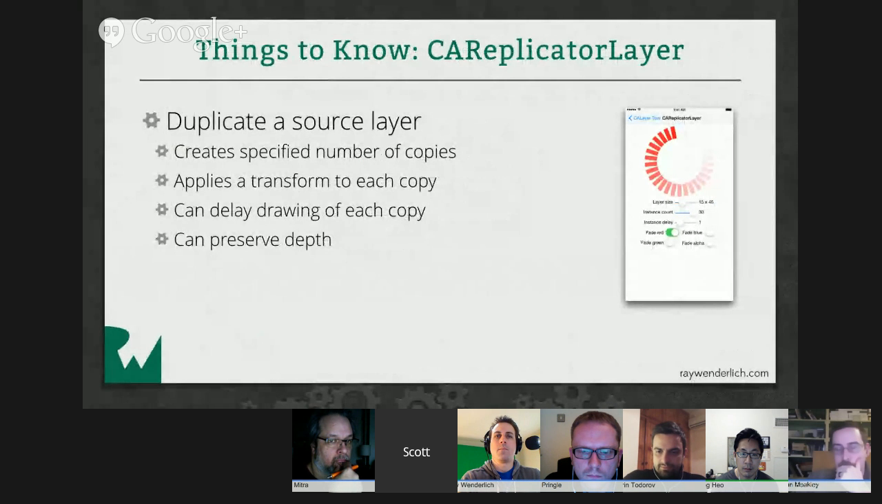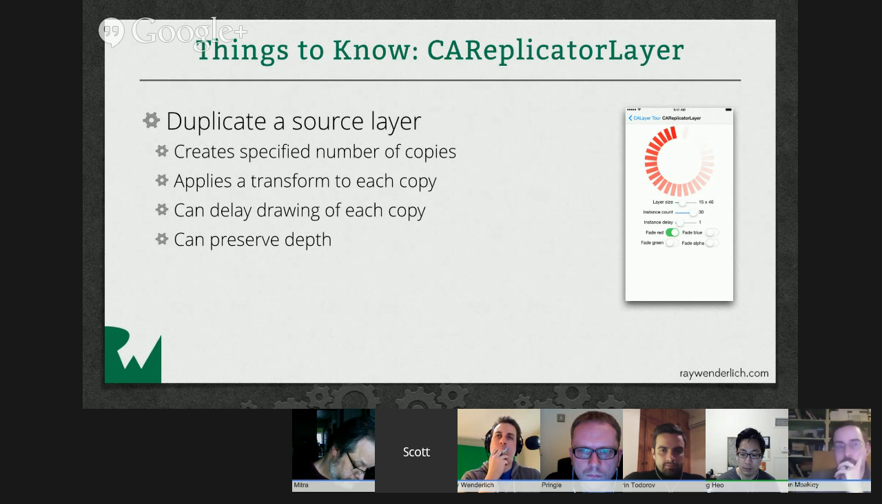CAReplicatorLayer. I've seen so many awesome examples. This is just a really simple one, where we have this red rectangle that gets repeated and transformed with a delay to its drawing. That's essentially what CAReplicatorLayer can do for you. We're duplicating one source layer for a specified number of copies. We can transform the position and the color of each copy, and the drawing can be delayed.